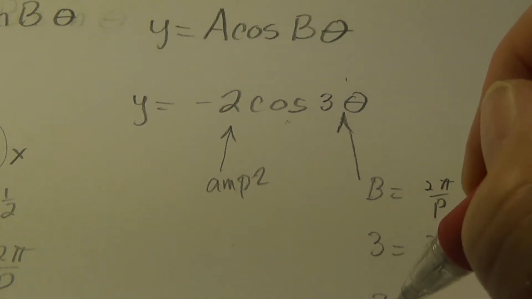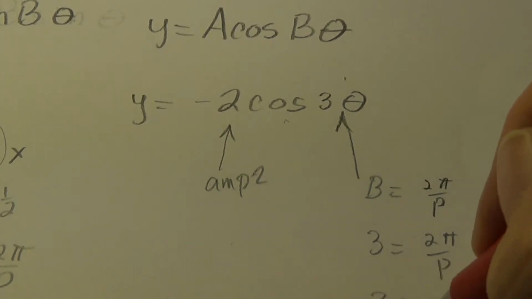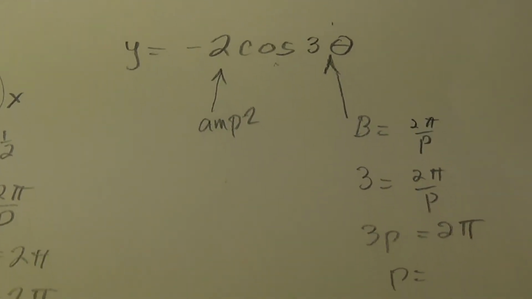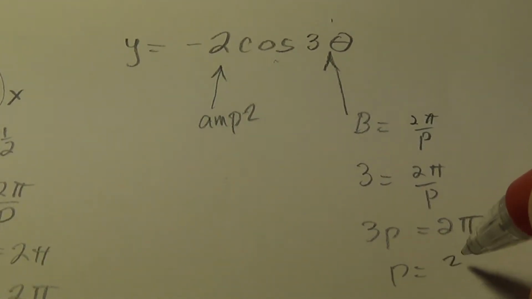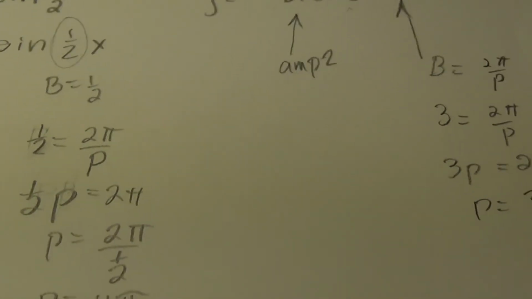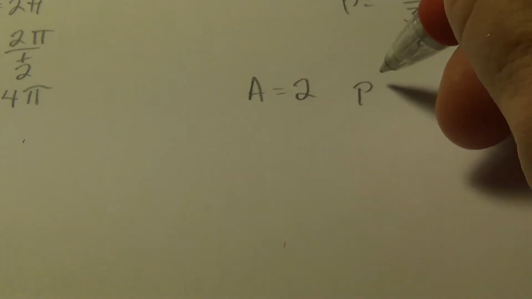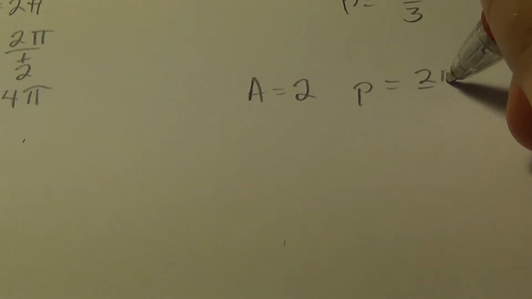Solving that, we get 3 times p equals 2 pi. Divide, and we get period is 2 pi over 3. So I'll give myself some good room here this time. So the amplitude is 2, and the period is 2 pi over 3.